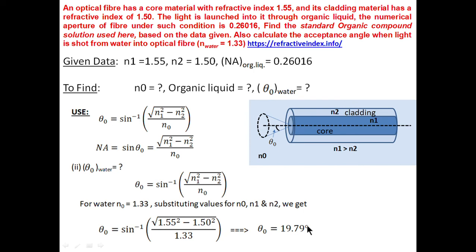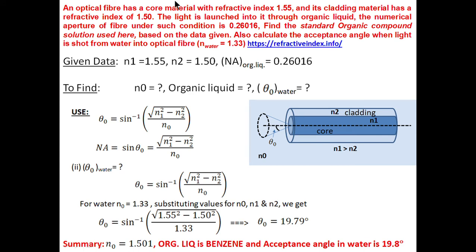So, solved. Let us summarize. The summary of this whole problem is that we have found the refractive index of the liquid which creates a numerical aperture of 0.26016 is 1.501, and the organic liquid is benzene. You found this using a database, Wikipedia or any external source. And the acceptance angle when the same optical fiber is kept inside water is 19.8 degrees. So this completes the solution of this problem.